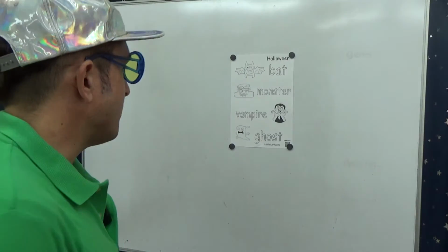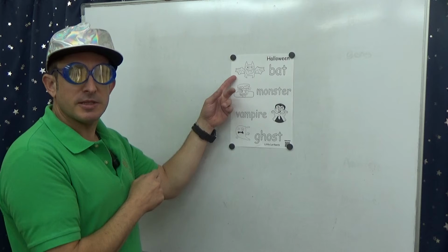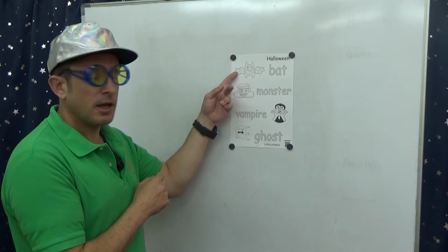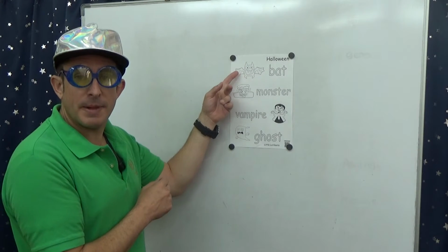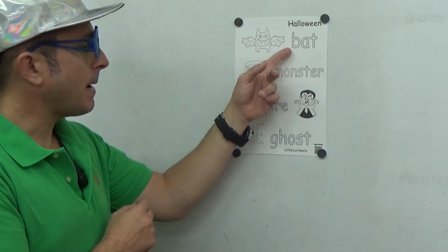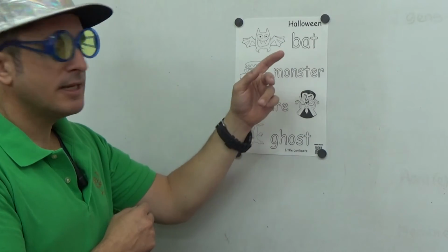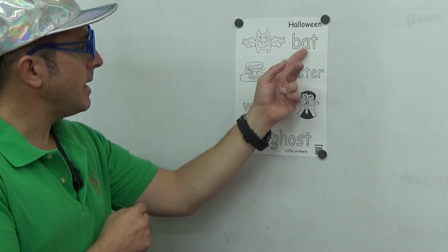So today, everybody, we've got some Halloween characters. We have, what's this? Banana? No, not a banana, a bat. Bat. B, ba, a, t. Bat.